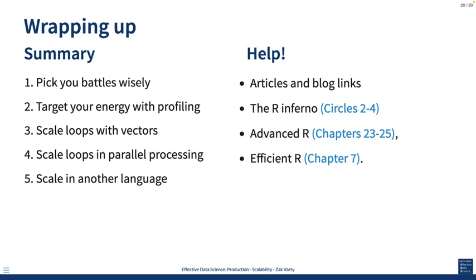These ideas of code profiling and code optimization are really quite complex, and there could be an entire course dedicated just to this. If you'd like to get started looking deeper into this, I'd recommend any of the articles and blog links that I've mentioned throughout this talk. The R Inferno book, which details different ways that R can go wrong, particularly the chapters relating to circles 2 to 4. The 7th chapter of Efficient R deals with similar topics, while the final chapters of Advanced R deal with this sort of code profiling and rewriting in other languages.